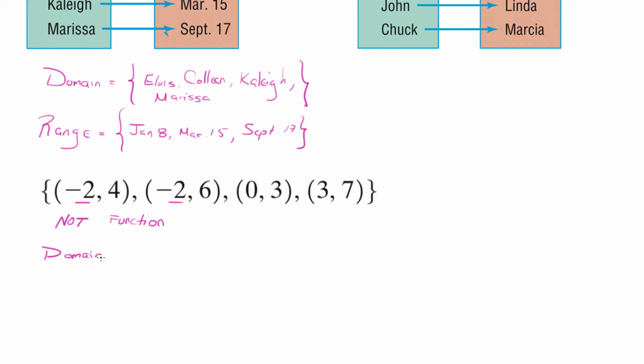So let's do that. The domain here are the inputs. So it's going to be -2. Now, if the inputs repeat, you only write it once. So -2, 0, and 3. And then the range are the outputs. 4, 6, 3, and 7.